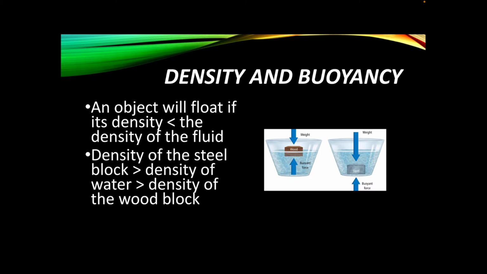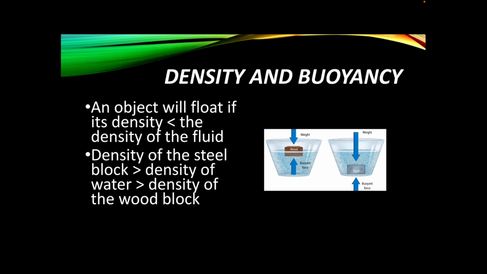Now let's talk about density and buoyancy. If an object is going to float, that means its density is less than the density of the fluid. In order to figure out if an object is going to float or not, you have to compare the object's density to the density of the fluid it's placed in. The object is going to float if its density is less than the density of the fluid.